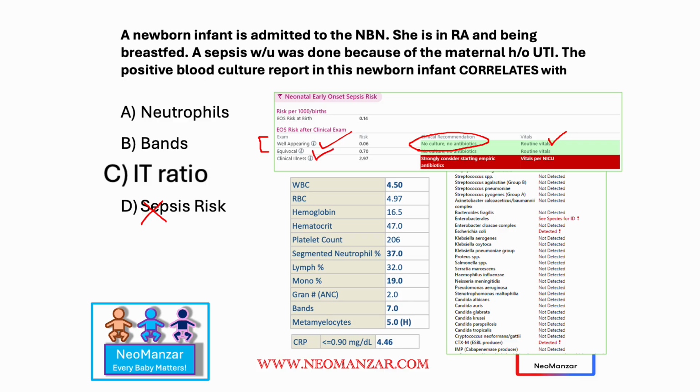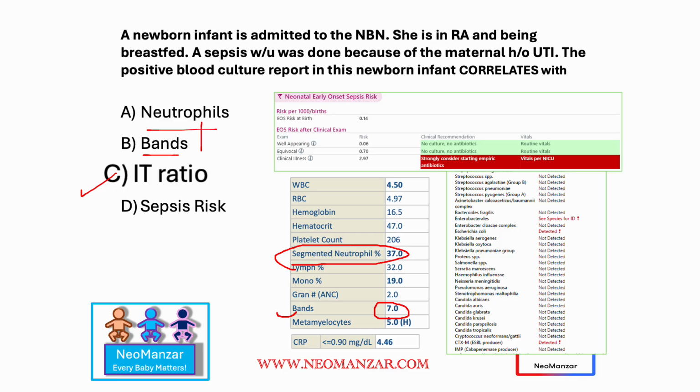So now what about neutrophils? So let's see neutrophils. Neutrophil counts are here, segmented neutrophils. So 37 is within normal limit. And what about bands? Yeah, band 7 is definitely high, but it's not directly related to bands. Now we are left with IT ratio, and I will show you in the next slide why IT ratio takes precedence over these two values of the WBC.